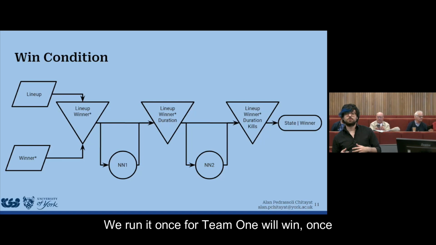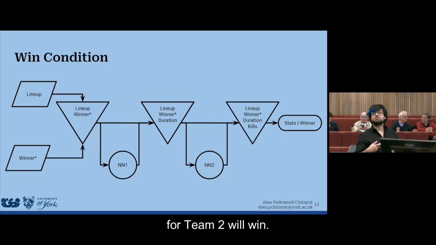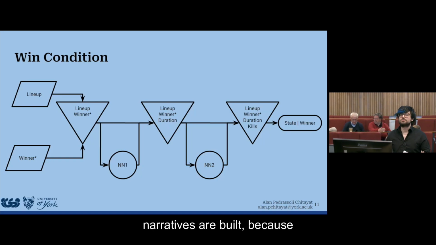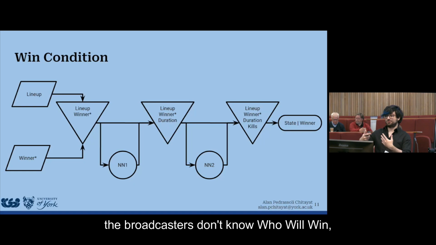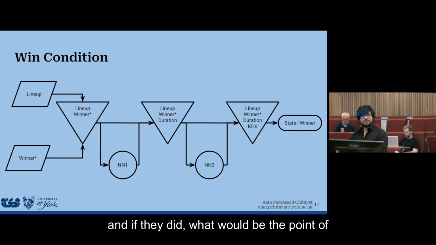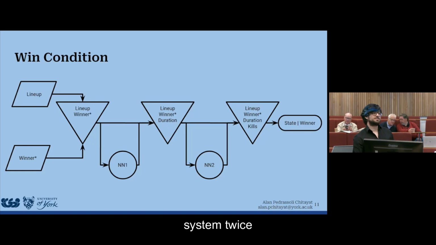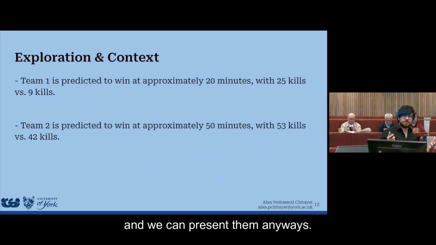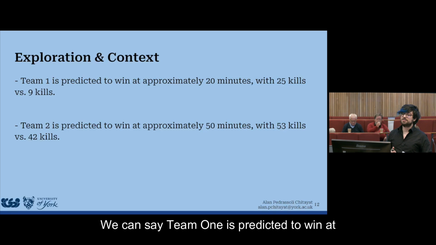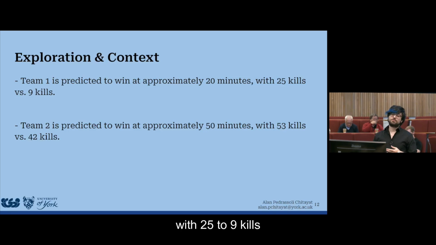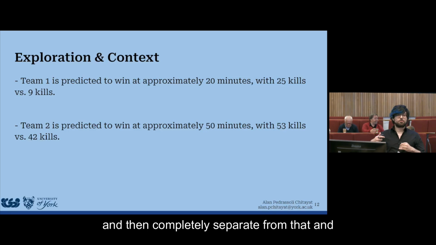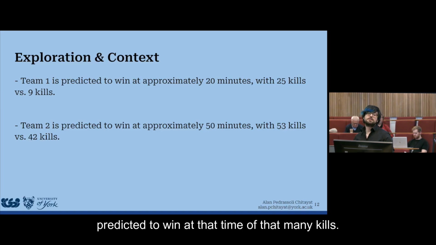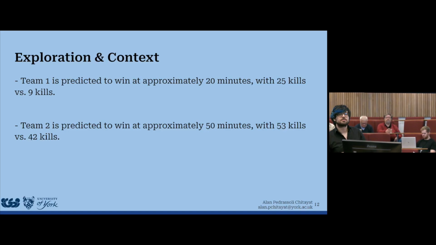We run it twice. We run it once for team 1 will win, once for team 2 will win. Which, of course, is exactly how narratives are built, because the broadcasters don't know who will win, and if they did, what would be the point of playing the game? So we run through the system twice, and we present it to them, and we can present it in many ways. We can say, team 1 is predicted to win at approximately 20 minutes with 25 to 9 kills. And then completely separate from that, and independent from that, we can say team 2 is predicted to win at that time with that many kills.